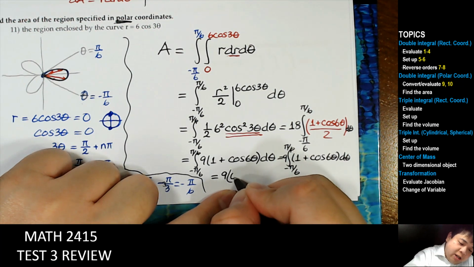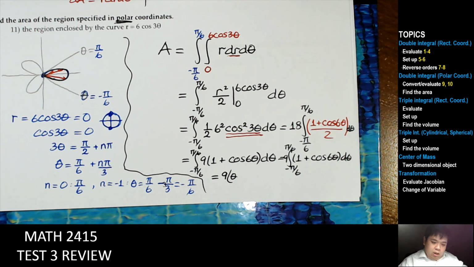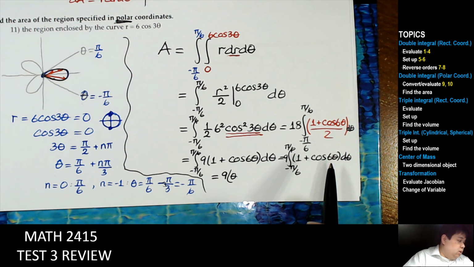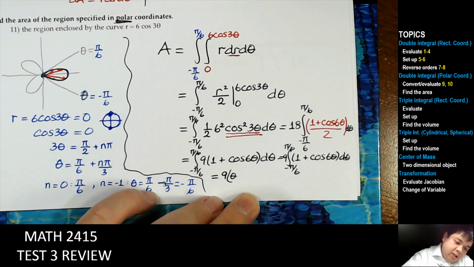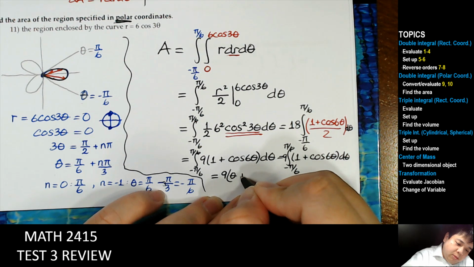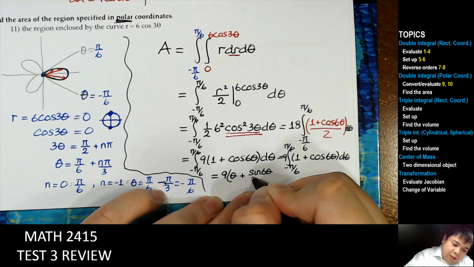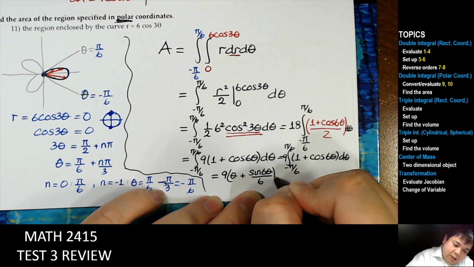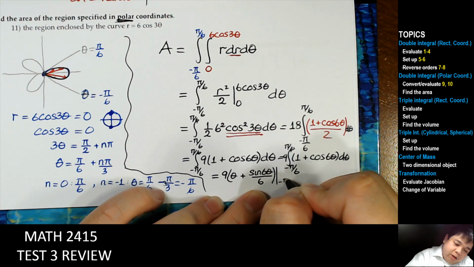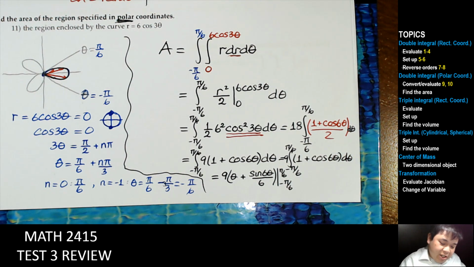Integral of 1 is just theta. Integral of cosine of 6 theta is going to be sine of 6 theta over 6, from negative pi over 6 to pi over 6. Right. Sorry, kind of run out of space there.